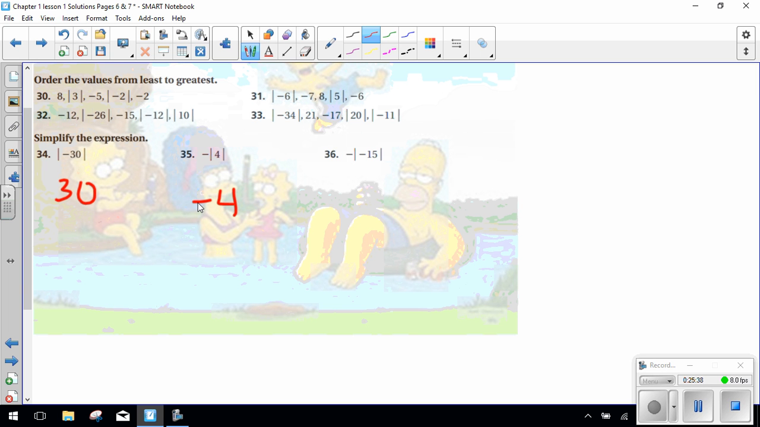36 is the same thing. Pretend this negative is not here. What's the absolute value of negative 15? And you're like, simple, 15. Now you see how there's a negative outside? Just bring it down and it comes along for the ride.